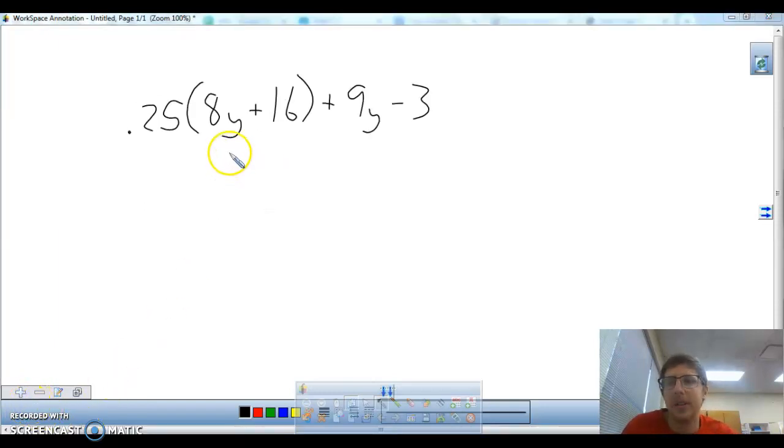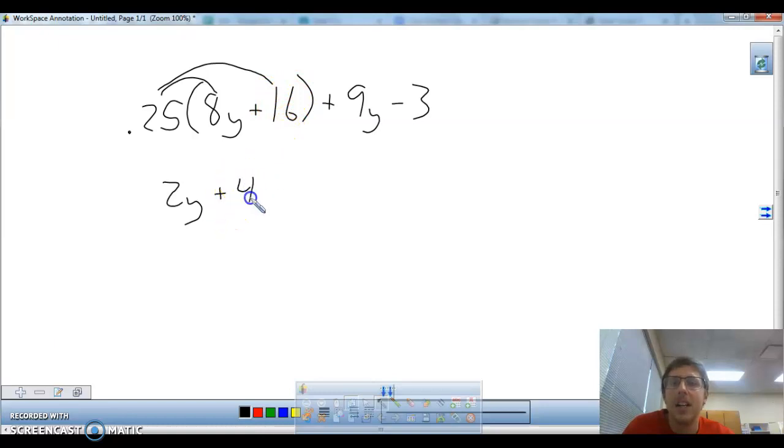Alright, this one's a rather lengthy one, but can we combine anything in parentheses here? No, we cannot. 8y cannot combine with 16, but we can distribute this 0.25, this 1/4, to everything in there, right? Because it's attached to the parentheses. So what's 1/4 of 8y? That would be 2y. Plus, what's 1/4 or 0.25 of 16? That would be 4. And then we still have plus 9y minus 3.